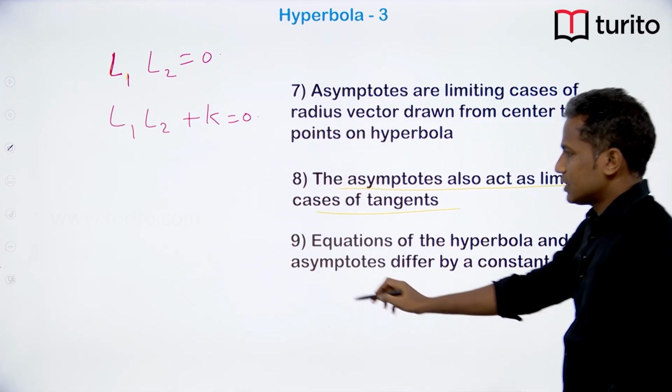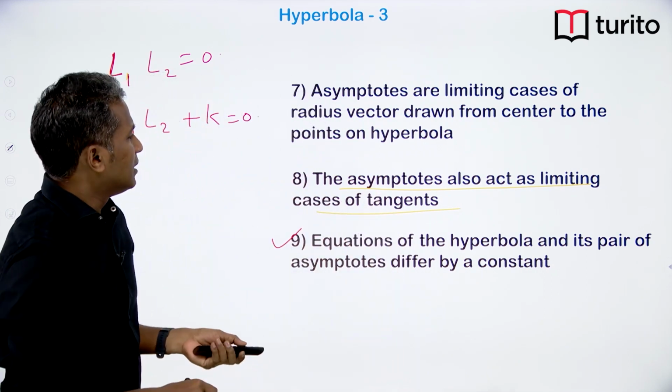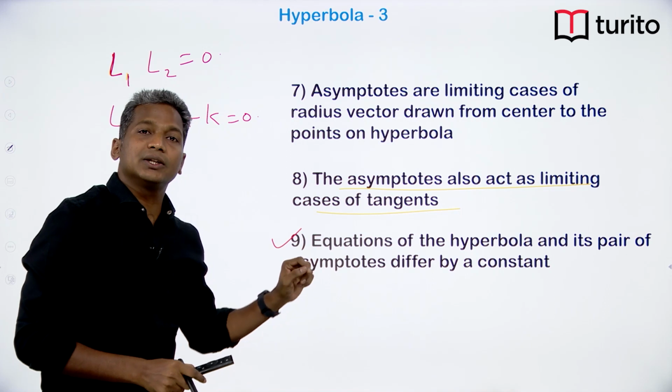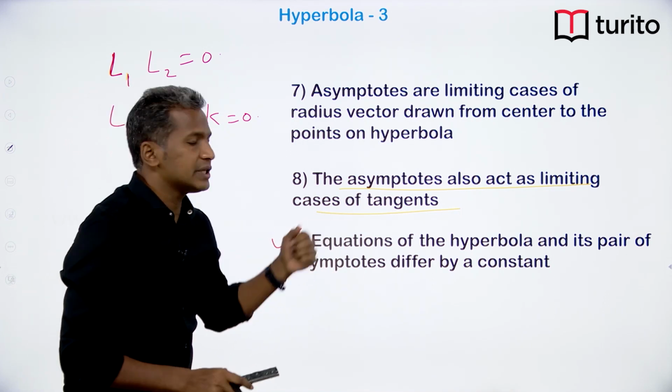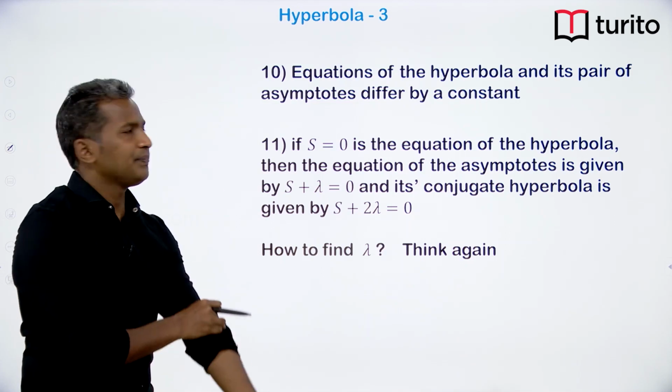So, that is basically this point which is about the asymptotes. Now, also we can connect the conjugate hyperbola with the same asymptotes. Okay. So, how do we do that? We will see that in the next point.